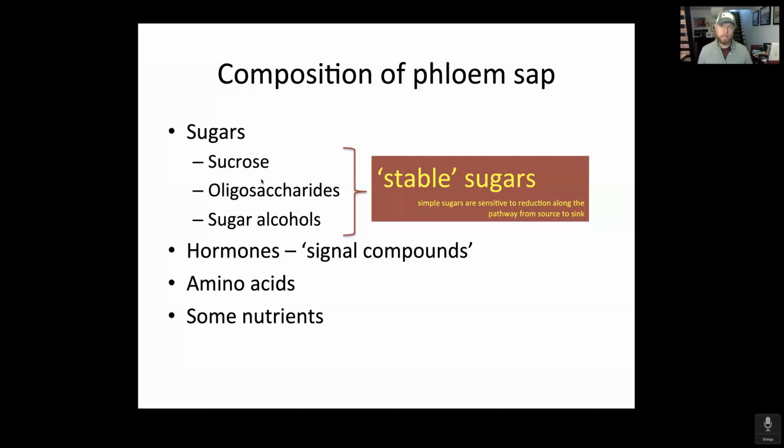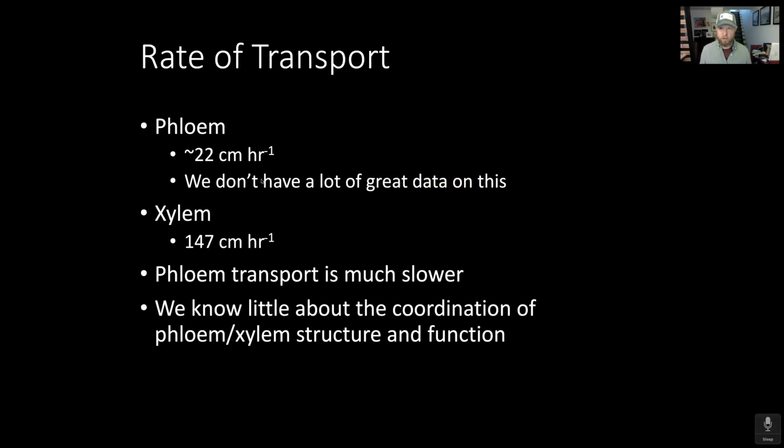Hormones that the plant is using for signaling could be in the phloem. Amino acids, which are going to be used to build proteins, and some nutrients might be in there. Yeah, so those are the major components of phloem sap.